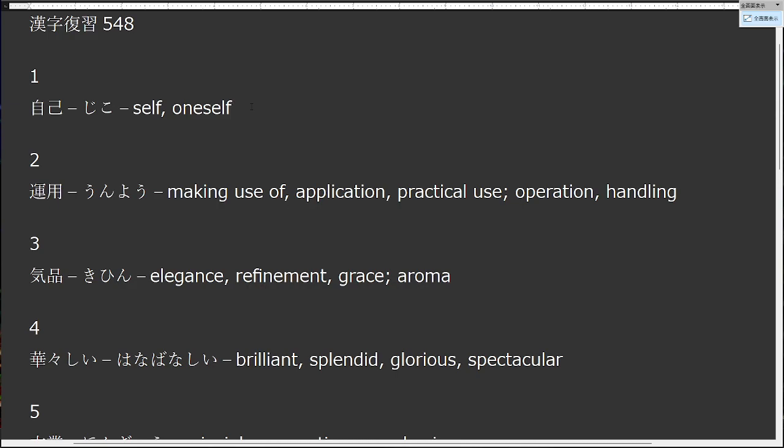Jiko is oneself. We know this word from probably a word that a lot of new Japanese learners learn, which is jiko shokai. Jiko shokai is a self introduction. The jiko part of that is the self part.